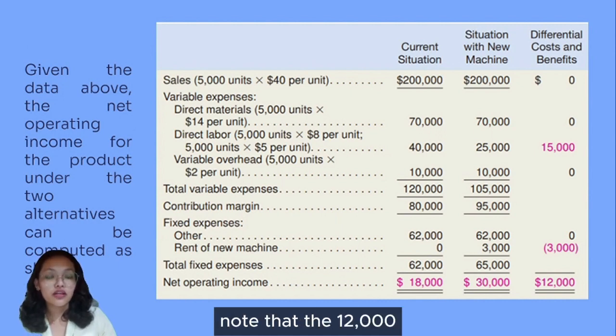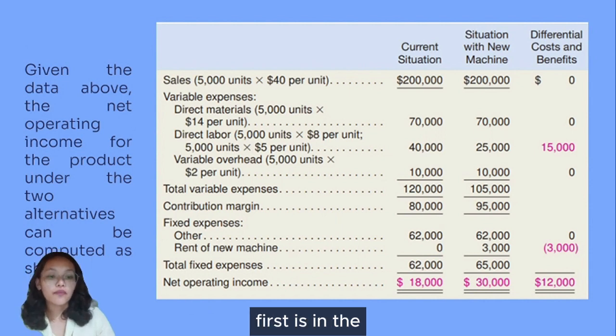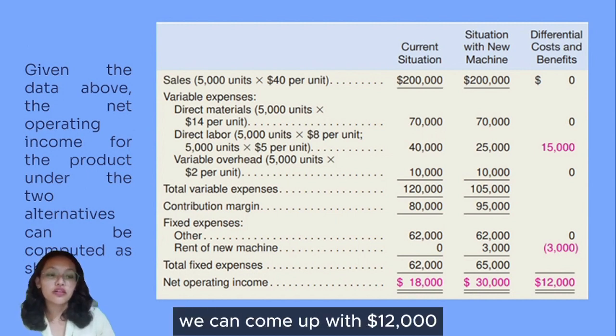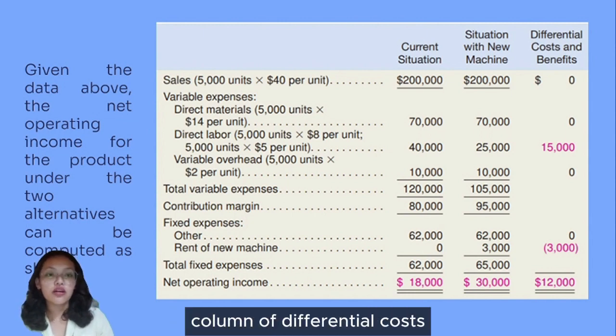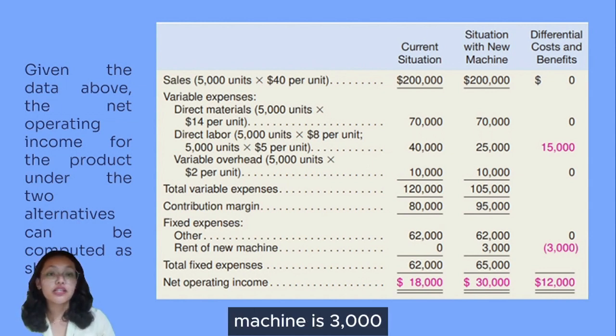Note that the $12,000 we can get in two different ways. First is in the net operating income: from the new machine, $30,000, and with the current situation, $18,000, we can come up with $12,000. And the other way is in the column of differential costs and benefits, which is from the direct labor, $15,000, and with the fixed expense, rent of the new machine, $3,000, we arrive at $12,000.